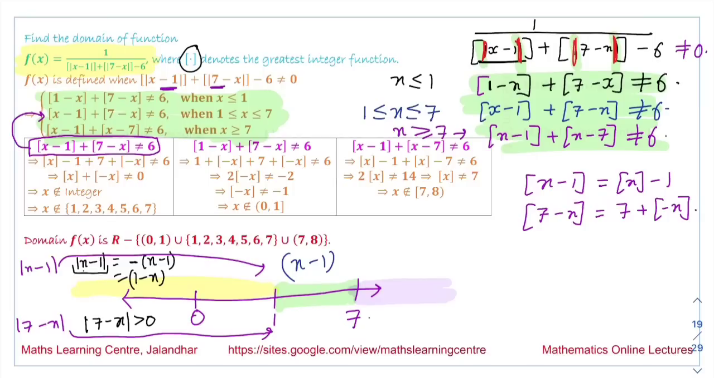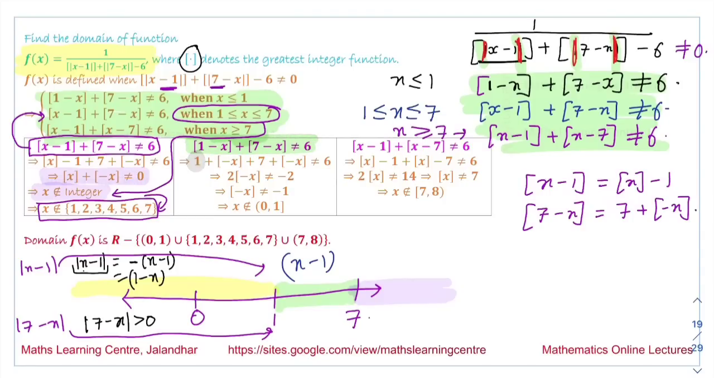So we are writing the final answer we are getting. This implies that greatest integer of x plus greatest integer of minus x is not equal to 0. So what we get is that x is not an integer. Now the values of x in this case are between 1 to 7, and we are saying x is not an integer. So the answer we are getting is that x is not equal to 1, 2, 3, 4, 5, 6 and 7.